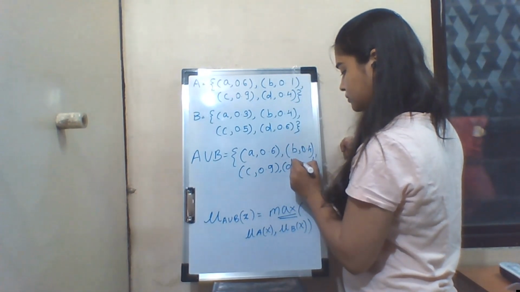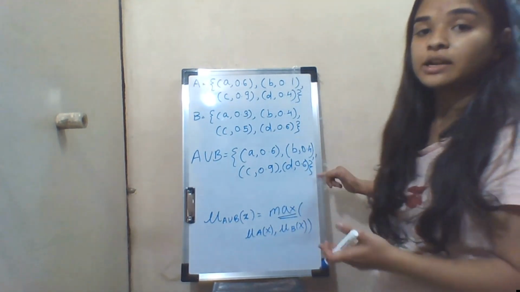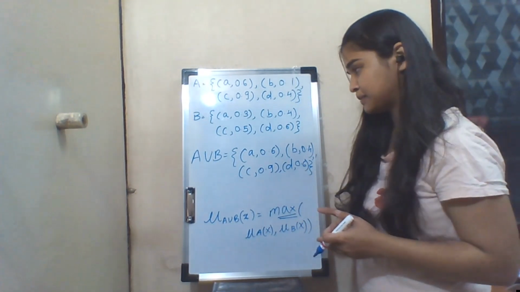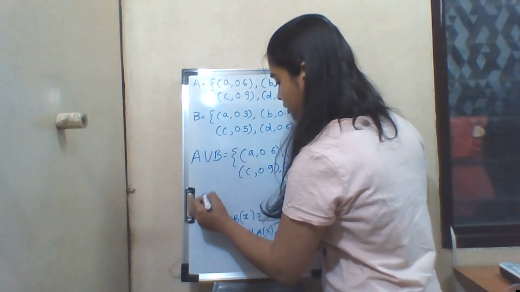So this is how we get the union of two fuzzy sets. Union of fuzzy sets is also represented as an OR operator.